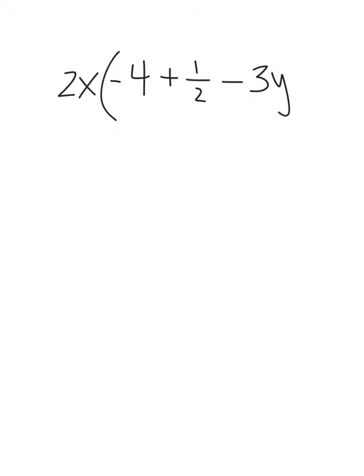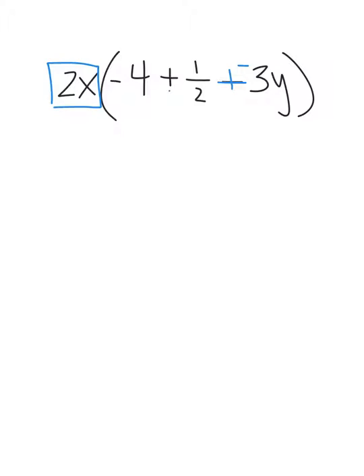So let's look at one more example just to make sure that we're all kind of on the same page. So if we take a look, let's say we have 2x times -4 plus 1/2 minus 3y. So remember, again, we want to go through and change any of our subtractions. So this is addition, this is a subtraction, so we want to change that to addition. So add the opposite.